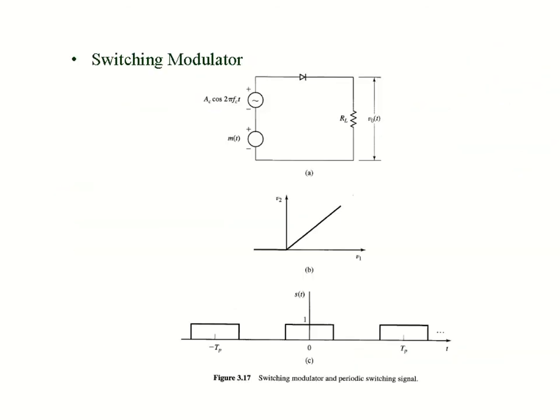Similarly, we can use a switch modulator for this case. The switch modulator is basically a simple diode. So we have the message and carrier signal. Let's define the carrier as C of t. Again, my input is basically the message signal plus this C of t, the carrier signal.